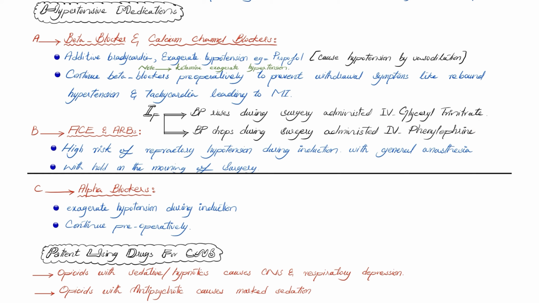Second, if the hypertensive patient is using ACE inhibitors or ARBs, ACE means angiotensin converting enzyme inhibitor, ARBs means angiotensin receptor blockers, then there will be high risk of refractory hypotension during induction with general anesthesia.